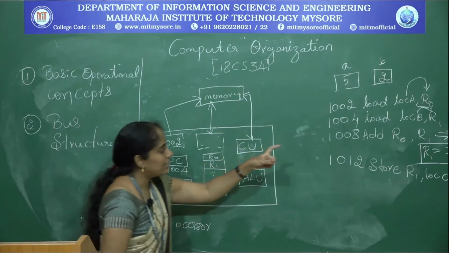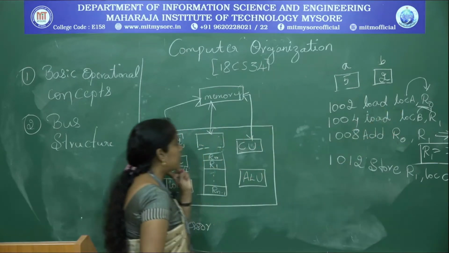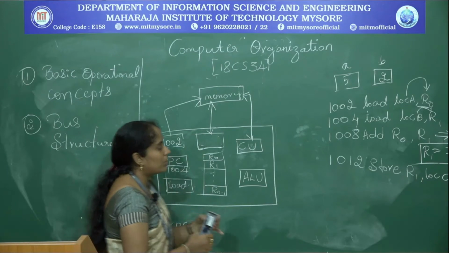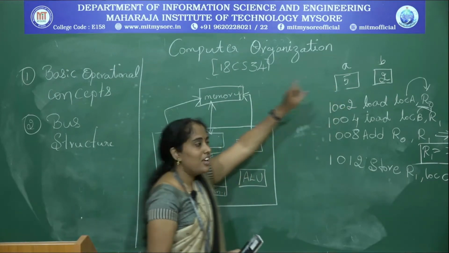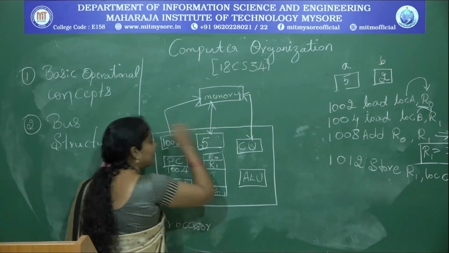So what is the next word? It is location A, right? Location A is a value. What is that value? It is 5. Now again it will be sent to here, data 5.